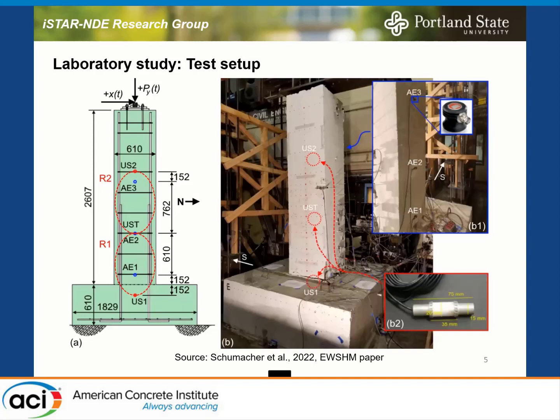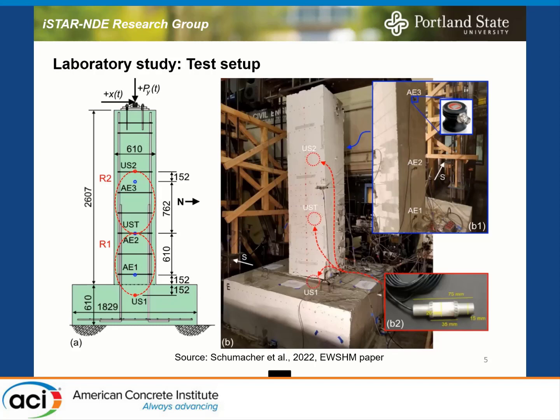What I instrumented this column with is, on the one hand, three acoustic emission transducers. They're basically ultrasonic sensors. You can see AE1, AE2, AE3, the blue dots. They were traditional surface sensors sitting on the backside of the column. I also embedded fairly new ultrasonic transducers that can be directly cast into the concrete, sitting basically in the center of the column. You can see them here, US1, US2, and UST, because that was the one that actually sent the pulses. Those embedded transducers were used for the active approach.